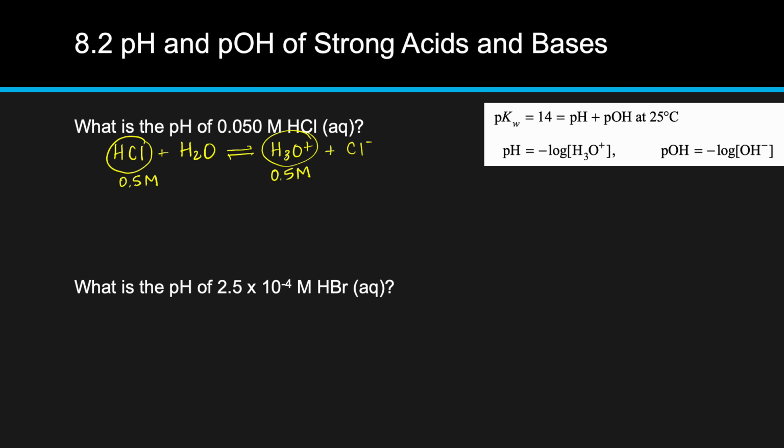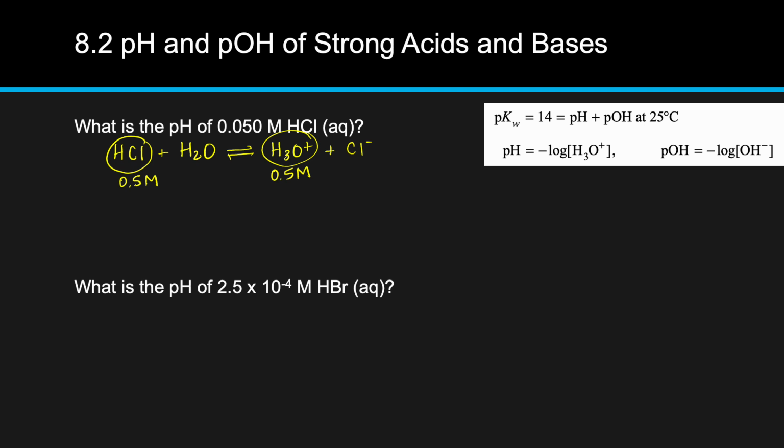And it's very important that you note that this is only for strong acids and strong bases because they fully dissociate. With weak acids and weak bases, we have a different process to get those concentrations. So because it's a strong acid and we have 0.05 molar of our acid, we know we're going to have 0.05 molar of our hydronium ion.